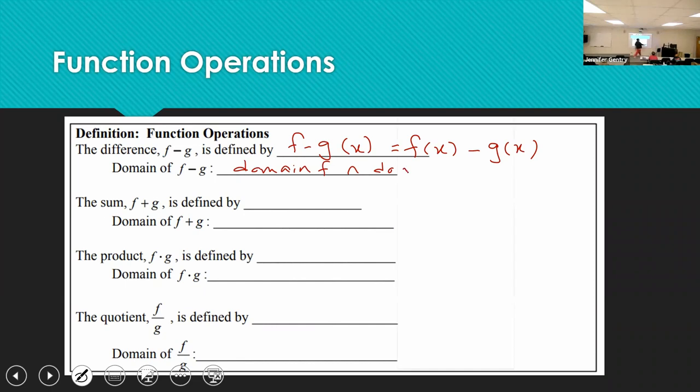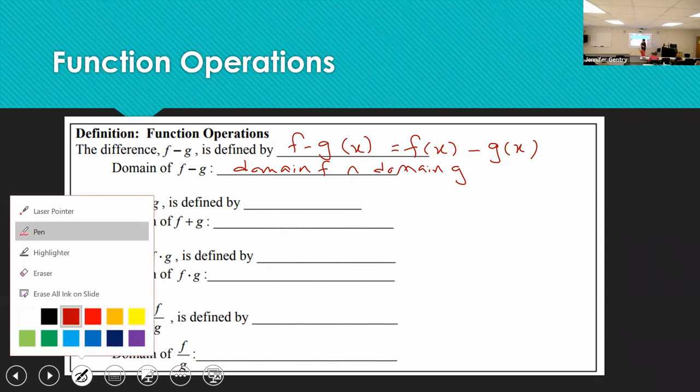The domain of F, is that what you just said? Yes, it's fine. The domain of F where it intersects the domain of G, okay? So you take the domain of F and the domain of G and you compare them. Every place on those two domains that match, that's going to be in your domain, okay?